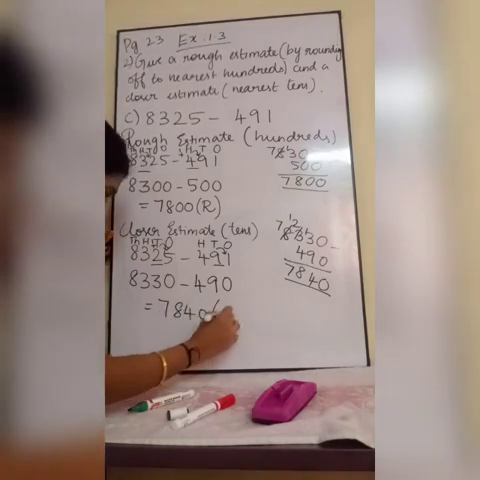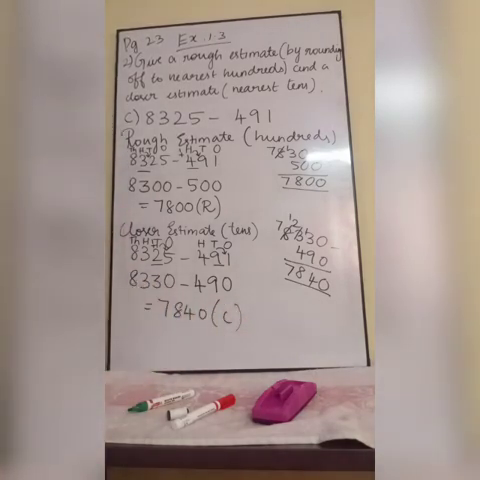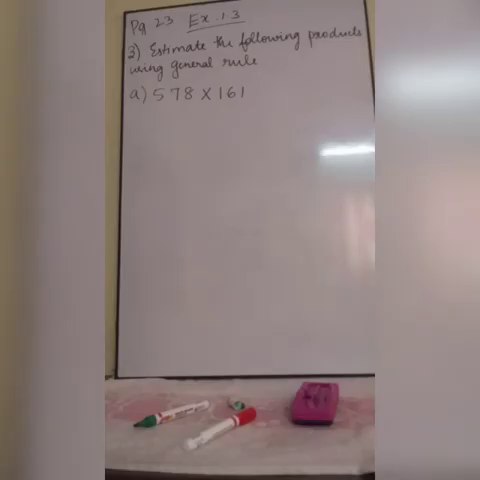7,840 is my closure estimate. So you can see the difference between 7,800 and 7,840. So your D question is your homework. The same way you have to do this also. You have to find the rough estimate and your closure estimate. Understood?